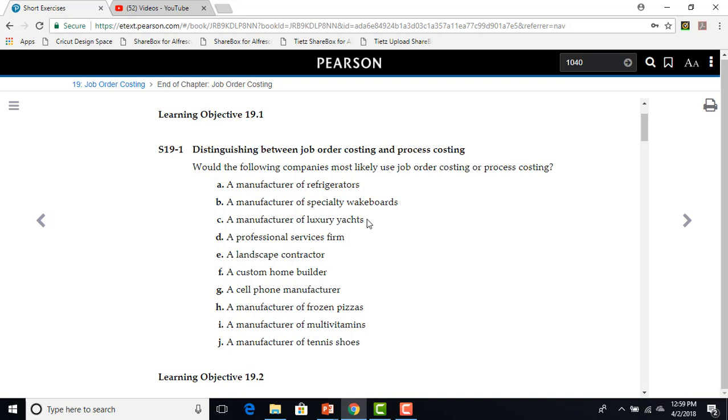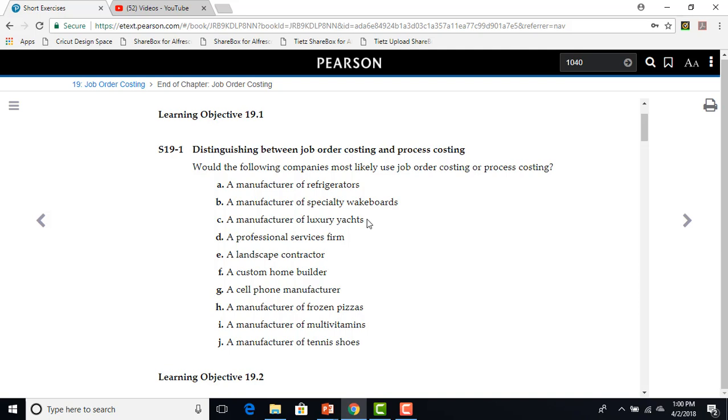A manufacturer of frozen pizzas, letter H there. So a manufacturer of frozen pizzas, because these are frozen pizzas, then they're probably just mass produced, right? I mean, we might produce a ton of different varieties of these frozen pizzas, but they are mass produced, which means the manufacturer of frozen pizzas would use a process costing system. A manufacturer of multivitamins. Again, these things are not individualized for a person. They're just regular old men's one a day or women's one a day. All right, they come in a jar, right? They are mass produced, therefore they'd use a process costing system.